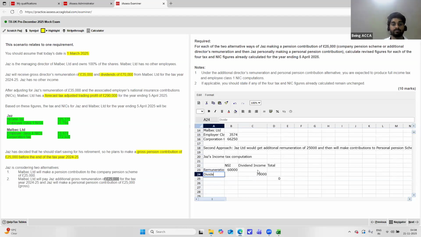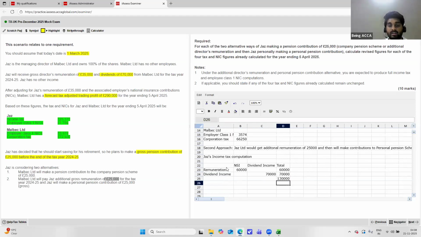Dividend income, and 20,000 in total, is equal to this plus this, which will give you the dividend in total income. All right, this is how you will be calculating it.